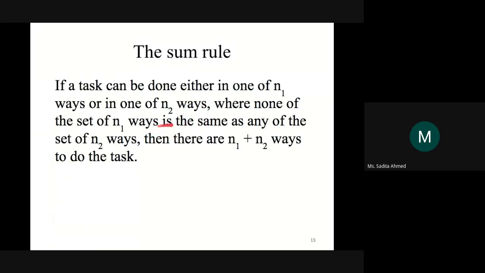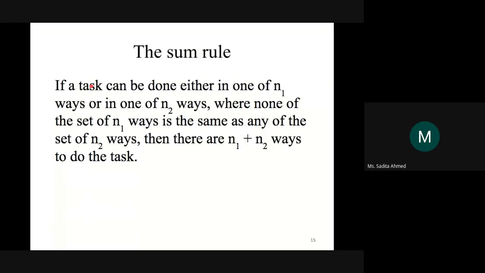there is nothing in common among this set of N1 ways and N2 ways. There is nothing in common. The set of N1 ways has nothing in common with the set of N2 ways. If that is the scenario, then the total number of ways to do this task would be N1 plus N2.